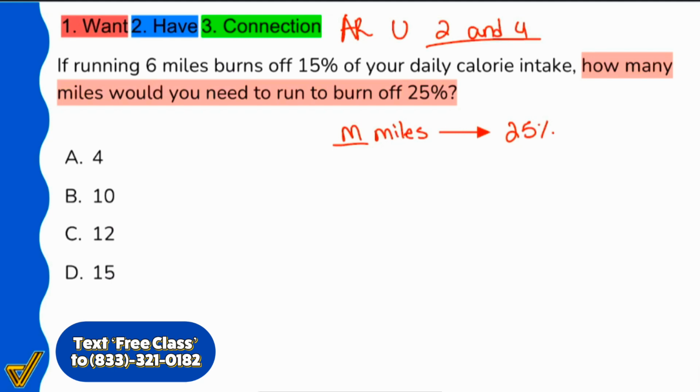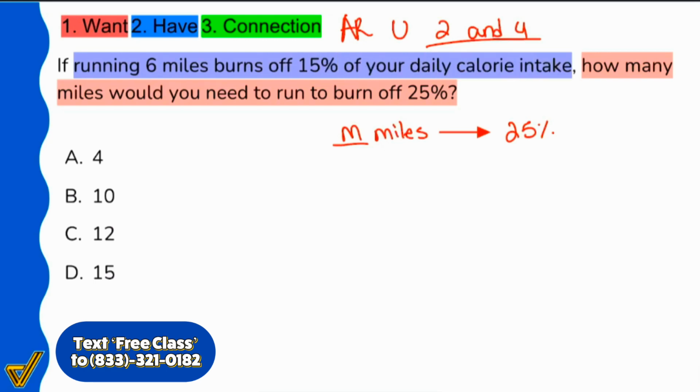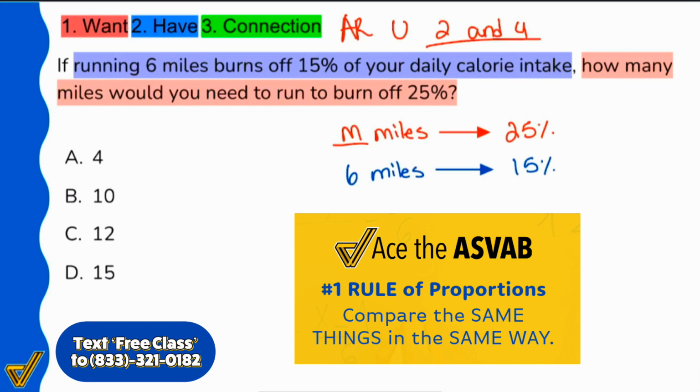Now from here, what we're going to do is in blue, let's go ahead and grab that highlighter. And we see here, running 6 miles burns off 15% of your daily calorie intake. So with that said, we can say, hey, 6 miles, that corresponds over here to 15%. Now for my party people who have gone through my proportions exercises before, you know that I always say, compare the same things in the same way, right? That's what I always say. So notice how that's what's being done here. We don't know how many miles corresponds to 25%, but we know that 6 miles corresponds to 15%. So knowing that, bam, we can set up a proportion and we're good.